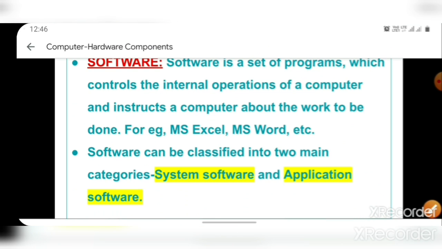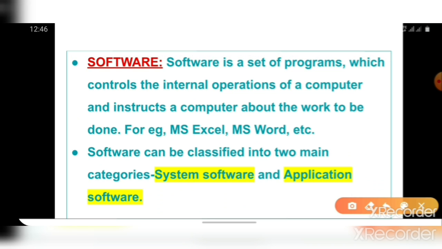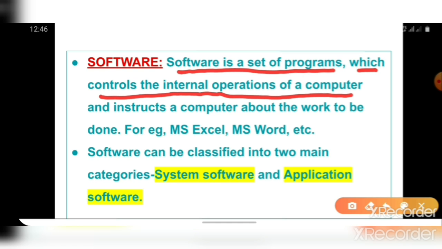The next important component of a computer is the software. So what is software? Again, let's talk about software. Software is a set of programs which controls the internal operations of a computer and instructs the computer about the work to be done. Basically, software instructs the hardware components of the computer what tasks they have to perform. And it also controls the internal operations of a computer.